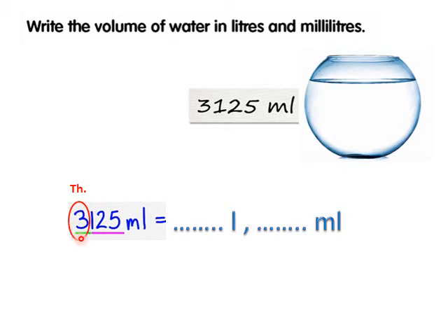This number in the thousand is the liters, because I know that 1 liter is equal to 1000 milliliters. So always the number of liters I have is written in the thousands place. So here I have 3 liters, and the rest of the number is the milliliters amount. So the rest of the number 125 is the amount of milliliters I have.